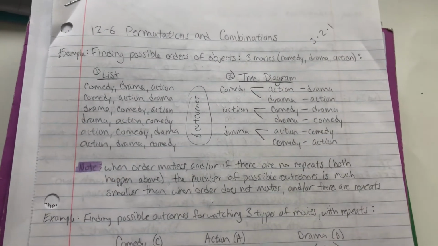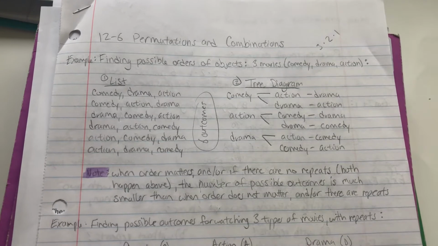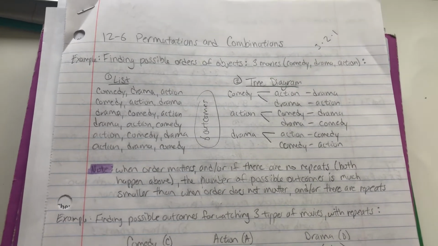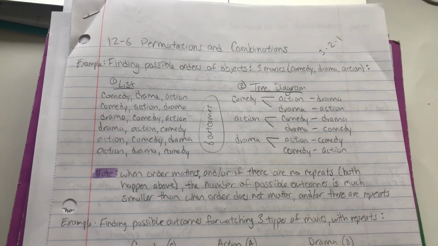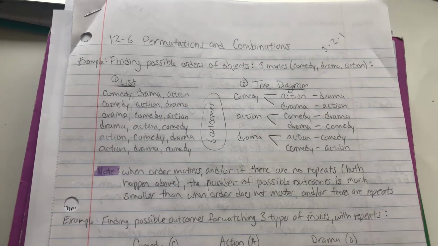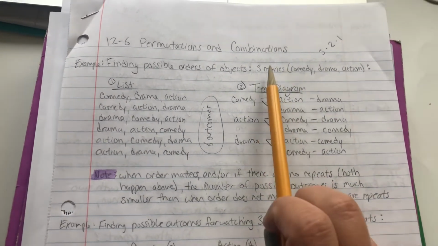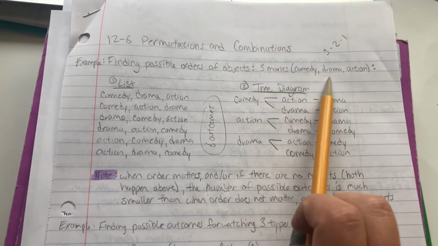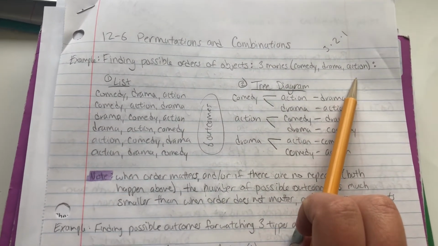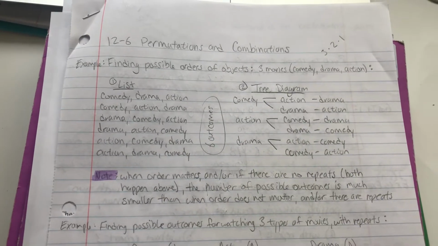Hi, 7th grade. This is video 1 of 12.6, permutations and combinations. Before we actually get into the definition of those two words there in our title, we're going to start with some more basics. So I'm going to start by giving you a scenario where I hand you 3 movies, a comedy, a drama, and an action. And you want to figure out what are the possible orders that you can watch these.